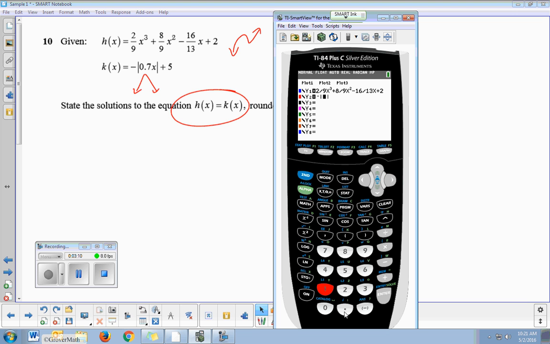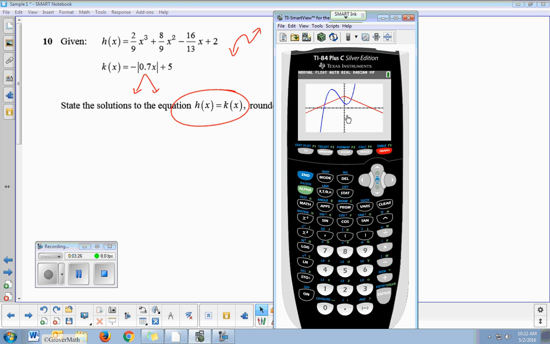And then in here we could type 0.7x and then get out of those absolute value bars and hit plus 5. And let's take a look at these two things together. And there we see the upside down V.